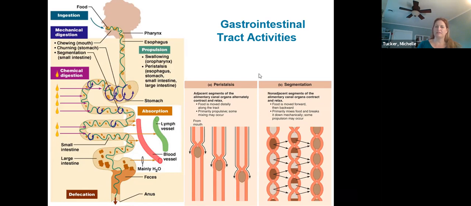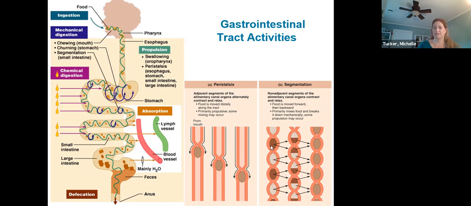Okay, so this diagram to the right is going to talk about the differences between peristalsis and segmentation. In peristalsis, adjacent segments alternately contract and relax to propel the food down the GI tract. The esophagus is very good at doing this, and so is the small intestine. It's a coordinated movement of contraction and relaxation of the muscles.